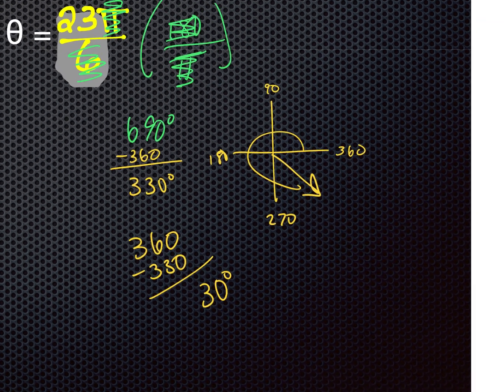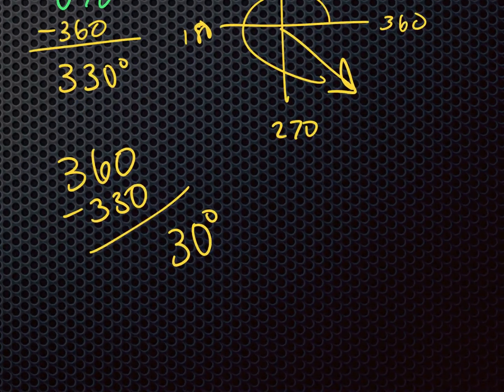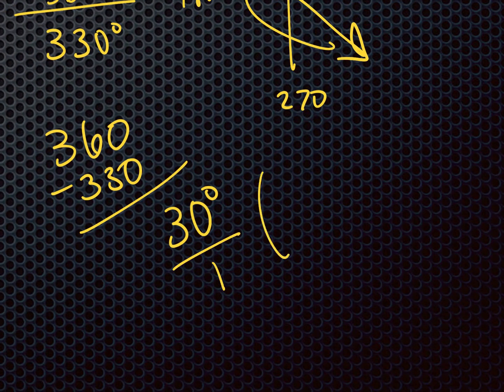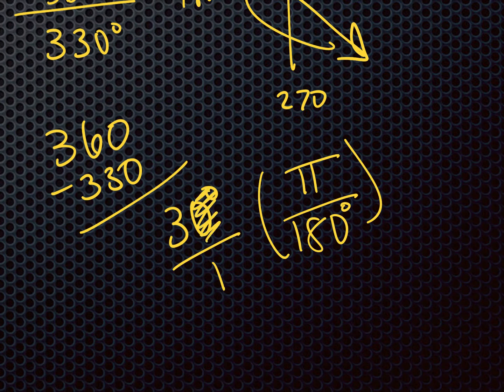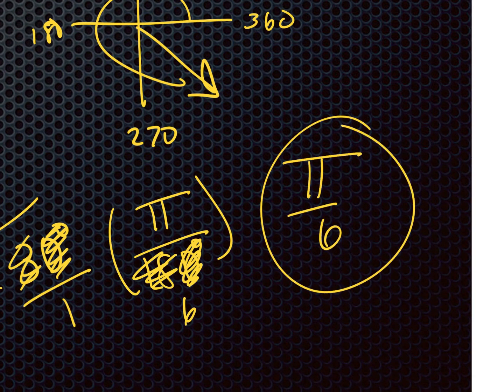My answer began in radians, so my answer needs to end in radians. So look, 30 over 1, and then we have pi over 180, right? So I'm going to cross this out. 3 goes into 3 once. 3 goes into 18 6 times. So I'm left with pi over 6. There you go. Good job.